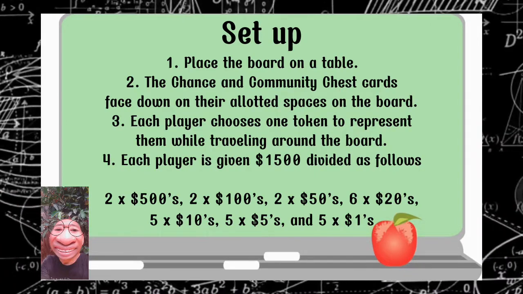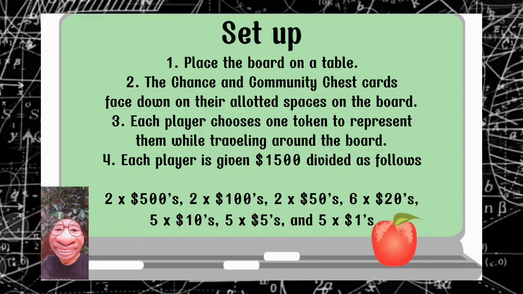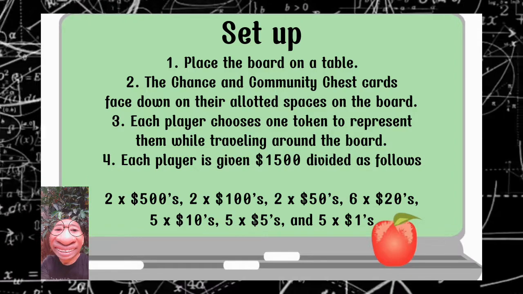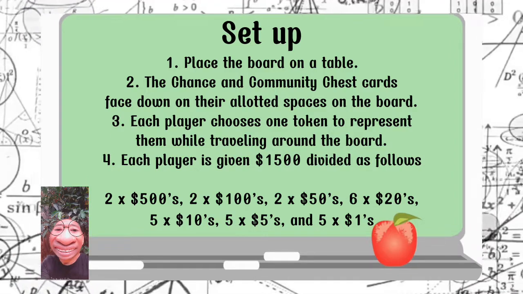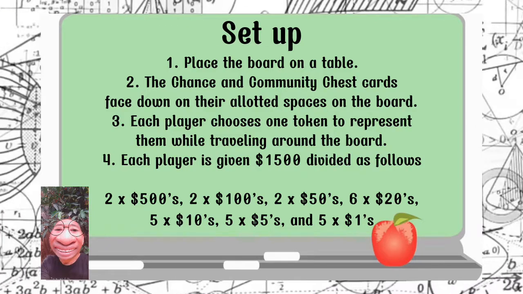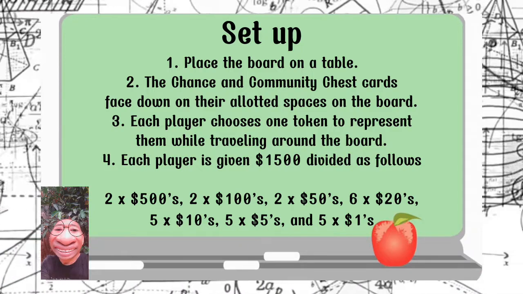Setup. Number 1. Place the board on a table. Number 2. Place the Chance and Community Chest cards face down on their allotted spaces on the board. Number 3. Each player chooses 1 token to represent them while traveling around the board. Number 4. Each player is given $1,500 divided as follows.